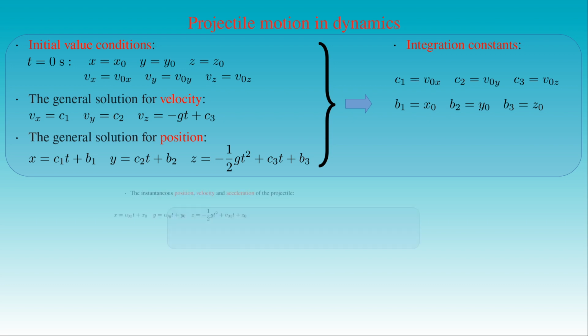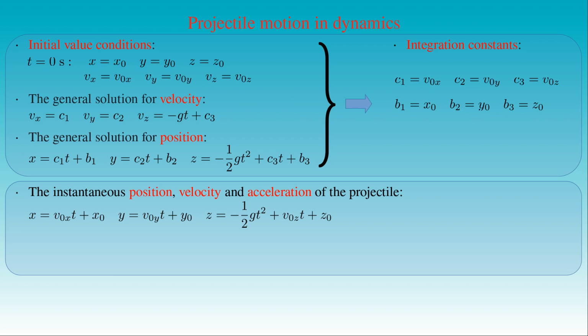Then the instantaneous position of the projectile is given by the following Cartesian coordinates as functions of time. Its x-coordinate is equal to the x-component of its initial velocity v0 times the time t, plus the x-coordinate of its initial position. Similarly, its y-coordinate is given by the y-component of its initial velocity v0 times the time t, plus the y-coordinate of its initial position.